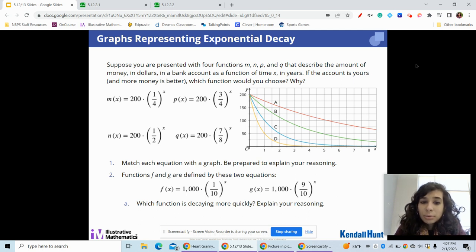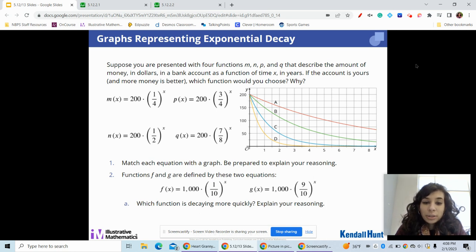See which one do you think would be decreasing faster, which one would be decreasing slower. My only hint to you is that remember that the decay function represents what is remaining. So they are saving 1/4, they are saving 3/4, they are saving 1/2, they are saving 7/8. So I want you to think about that as you're matching your two graphs together.